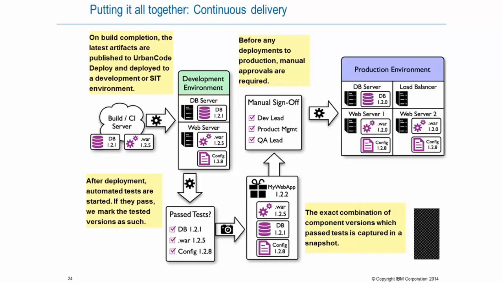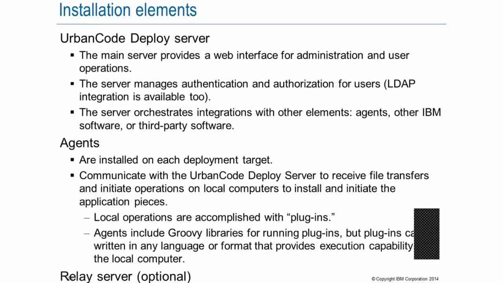Okay, and besides talking about the basic concepts, we'll talk to the class about what needs to be installed, what the installed elements are. You can install an Urbancode Deploy server, which has the web interface, the administrative part, and user operations. It has the connection for LDAP integration, which you can set up, and system administration. It also orchestrates the integration with all the other elements. On each target that you're going to deploy to, you need to install what's called an agent. That provides the communication between that target and the server, where the steps are actually executed.